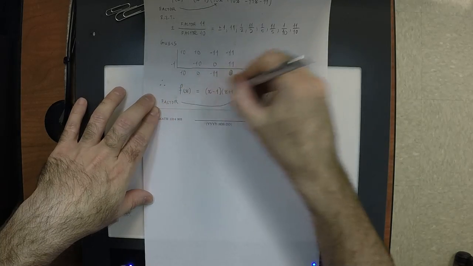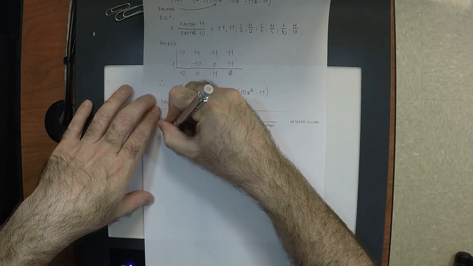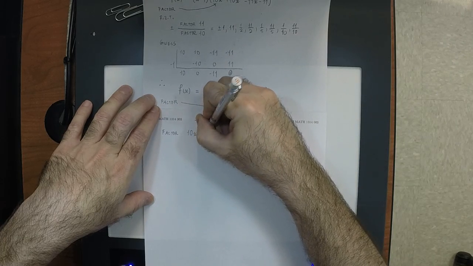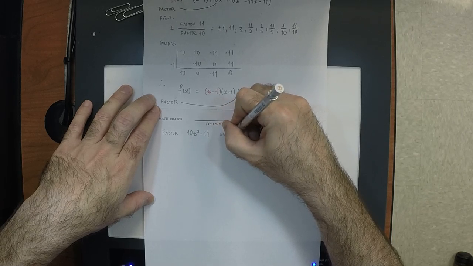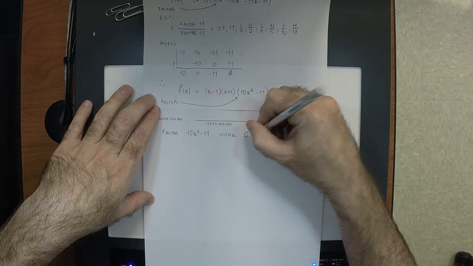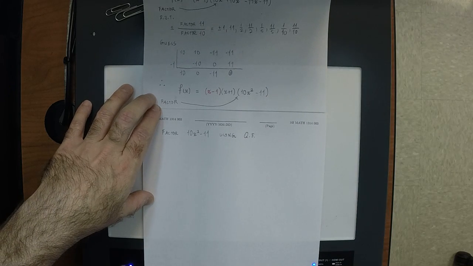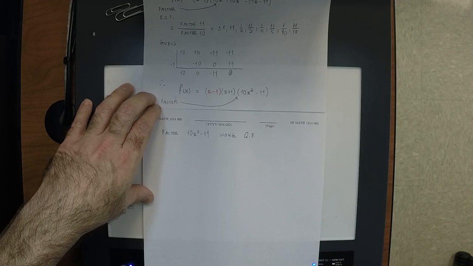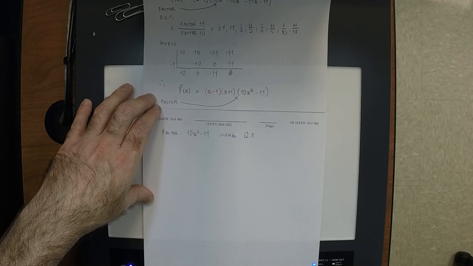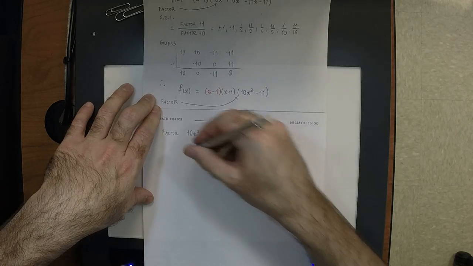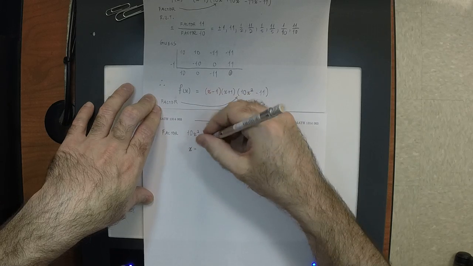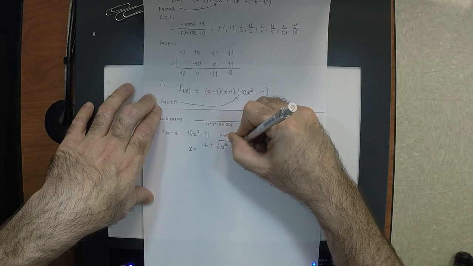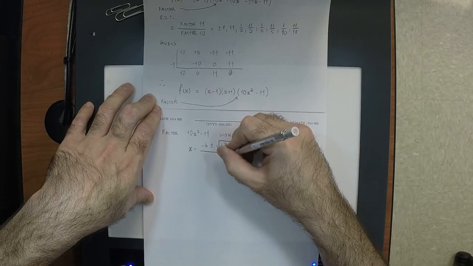Okay. So we're going to factor 10x squared minus 11 using the quadratic formula. So the quadratic formula, what does it tell us? It doesn't tell us the factors. What does it tell us? The zeros. But remember that zeros and factors are in one-to-one correspondence. So the quadratic formula is negative b plus or minus square root b squared minus 4ac over 2a.